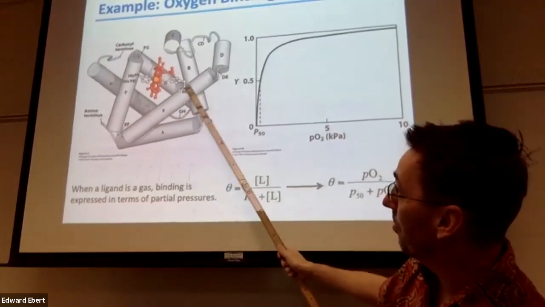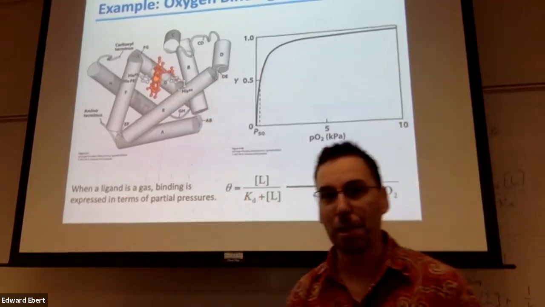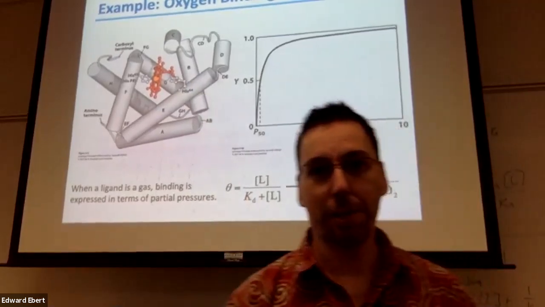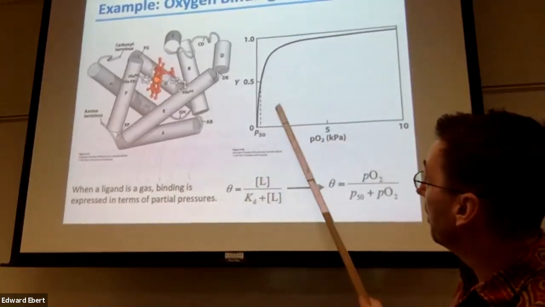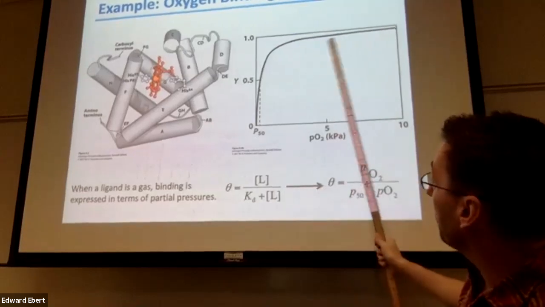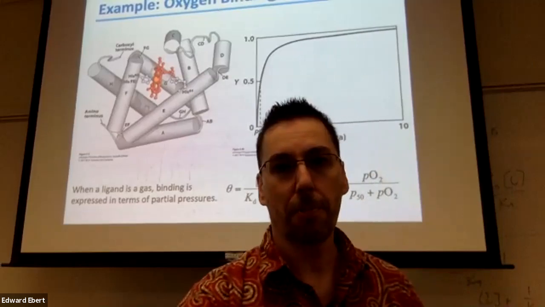The E helix actually contributes this histidine that helps stabilize it, but that's more than you need to know right now. All right, but again, looking at this binding curve, the greater the concentration or partial pressure of oxygen, the more is going to bind.